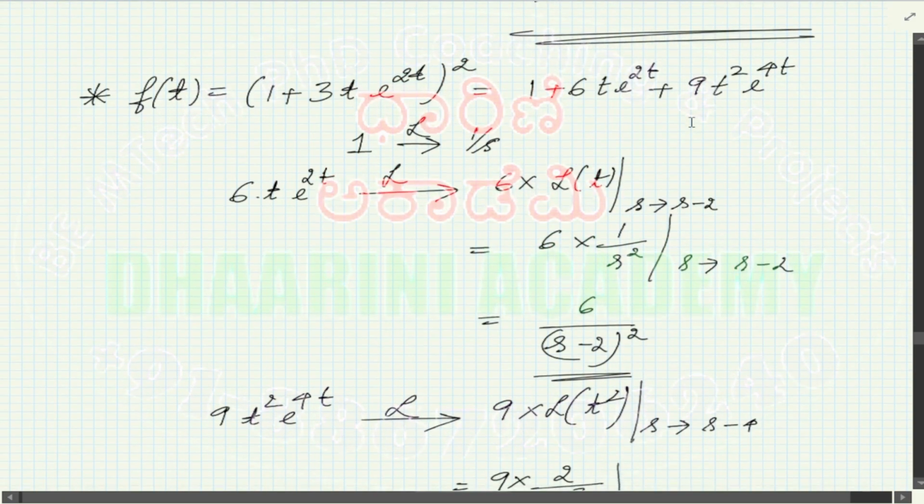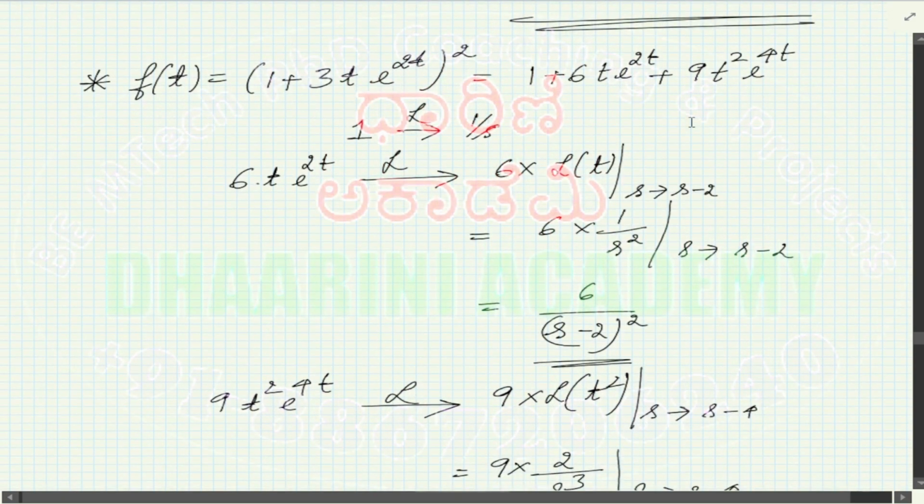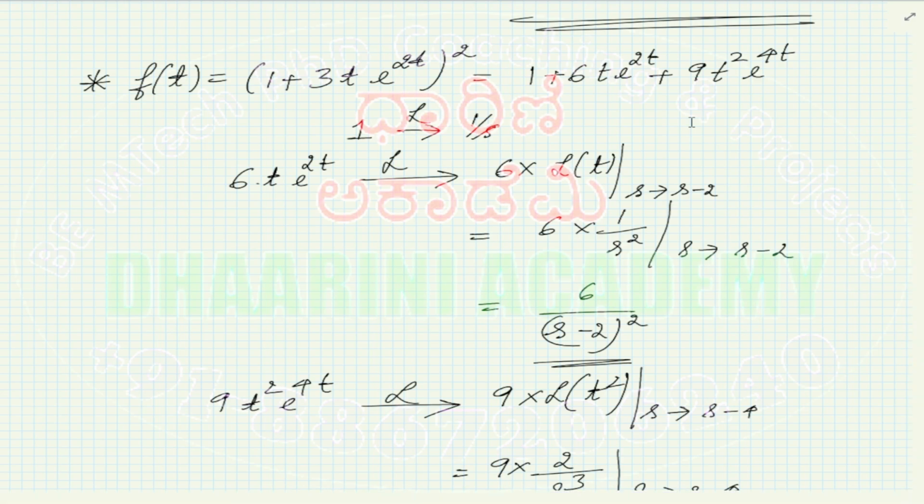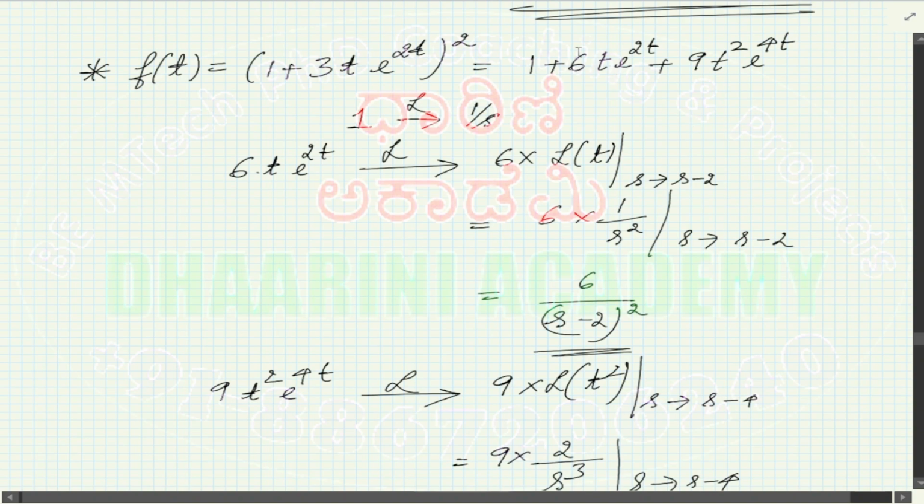Now the next question: f of t is equal to (1 plus 3t into e to the 2t) whole square. So we expand this first, using a plus b whole square, plus 9t square into e to the 4t. So we can see that inside each term we have t into e to the 2t and t square into e to the power 4t.